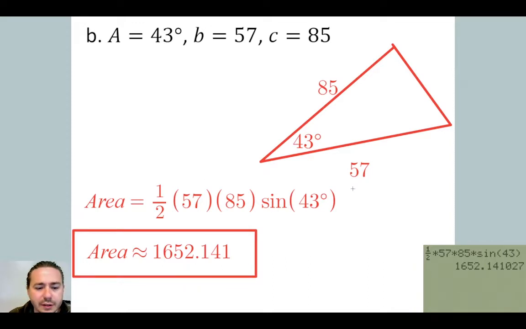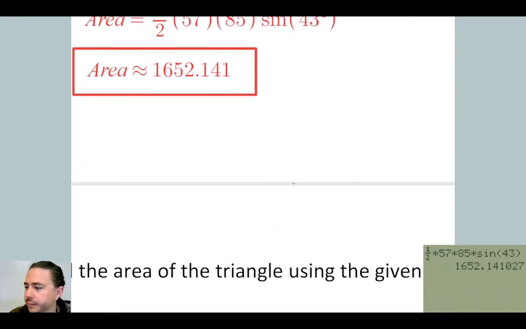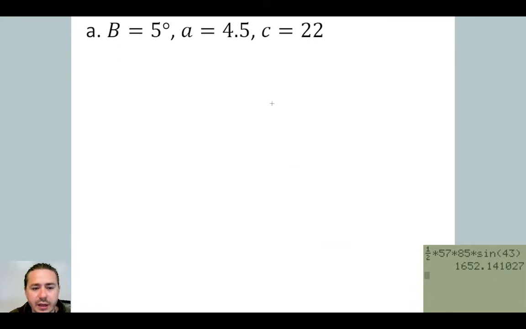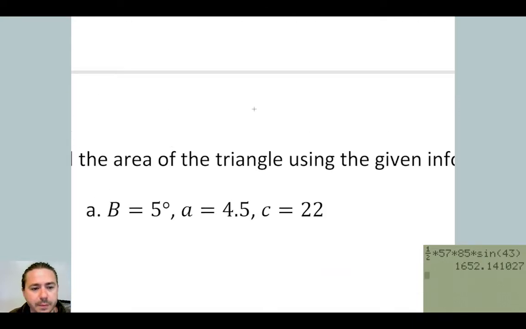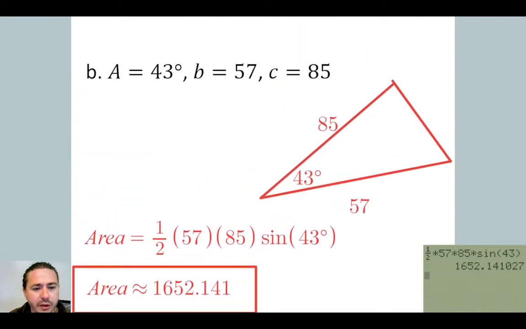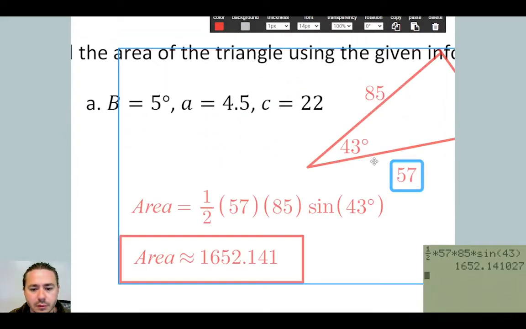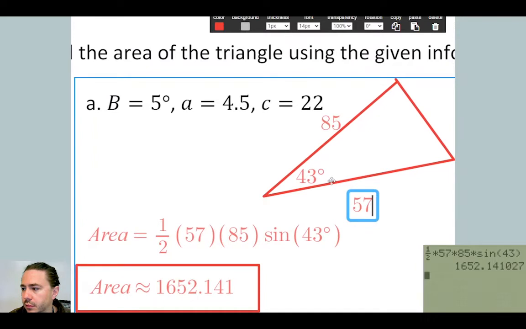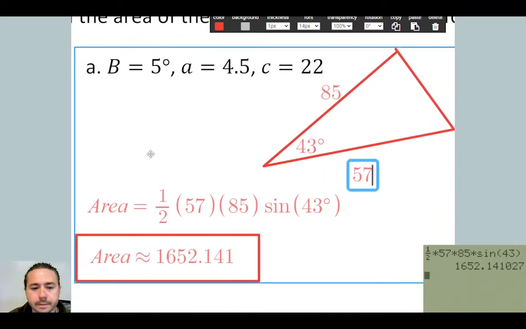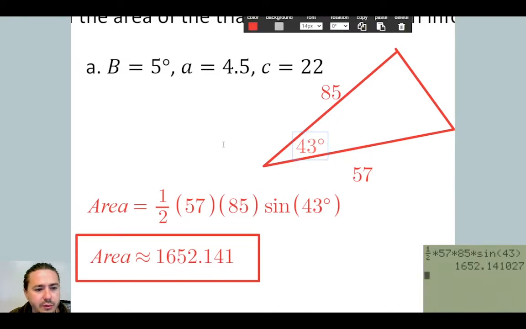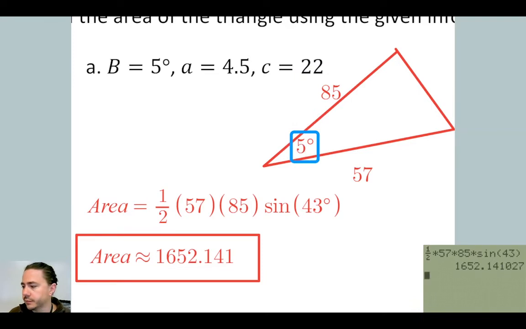So let's look at the next one, 3A. Kind of a similar situation here. It's actually going to solve out exactly the same way. So I'm going to just copy and paste all my work from up here and change the numbers to match the problem. All right, so in this case, the angle measure is 5 degrees. This side should be 22, 4.5.